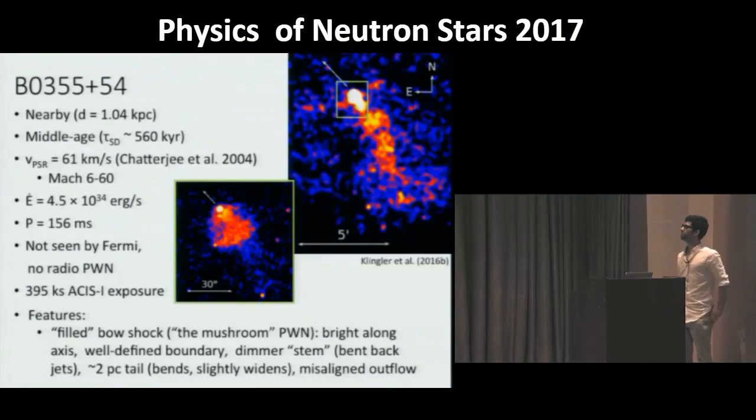But this deep exposure reveals this very well-defined bullet-shaped or mushroom-shaped compact nebula, which is bright along its central axis. It has this drop in brightness there, and it has about a 2 parsec long tail that bends slightly here, and then there's hints of a misaligned outflow, which I'll talk about later.